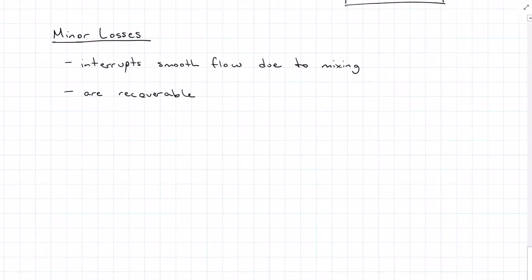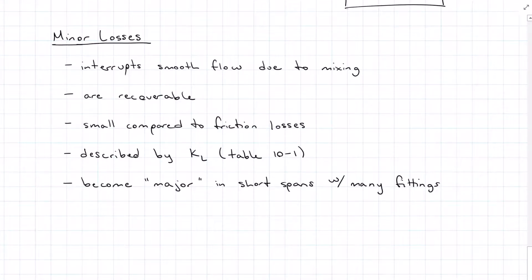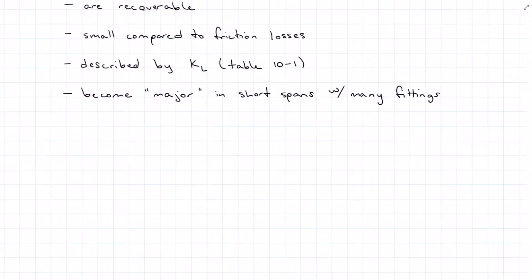After we travel a certain length down the pipe, everything can come back to normal after the minor losses. These are described by a multiplying coefficient, KL, and you can find this in table 10.1 of your textbook. The minor losses become the major losses in short spans where we don't have that development length and we don't have anything to recover for those minor losses. So many fittings, short span. The minor loss equation is going to be the sum of our K's times V squared over 2g.